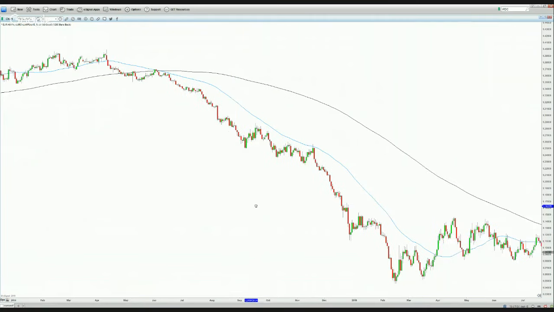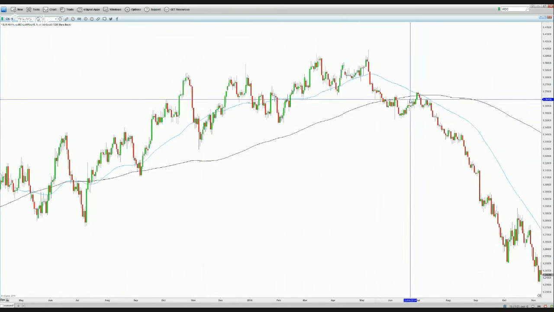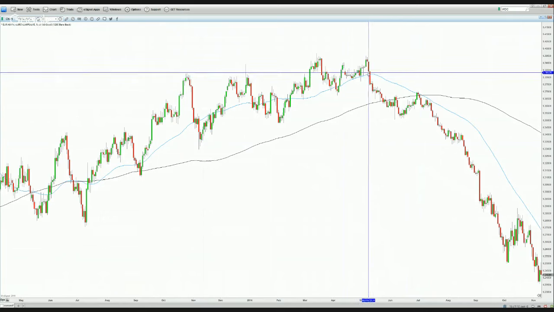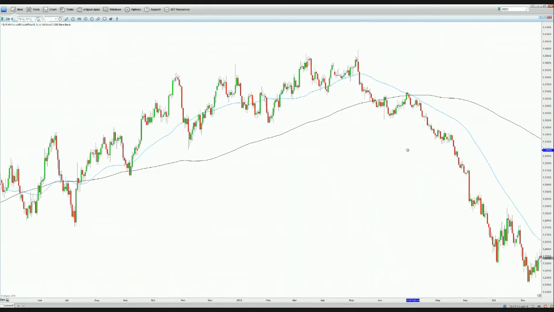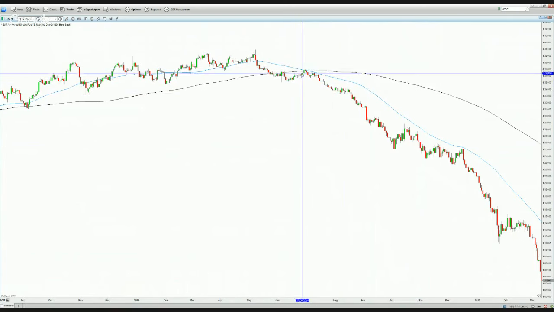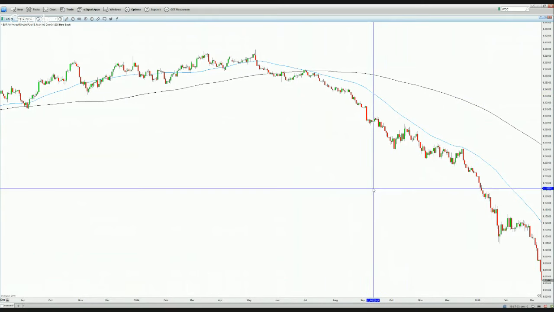Okay, but just to summarize that: above the 200 moving average, the bias is bullish, and I want price to also be above the 50, suggesting a bullish trend. So I want the trend to be bullish and the bias to be bullish. Below the 200 moving average, the bias is bearish, so I want the price to be trading below the 50 moving average as well, so that the trend is bearish. Now notice what happens.